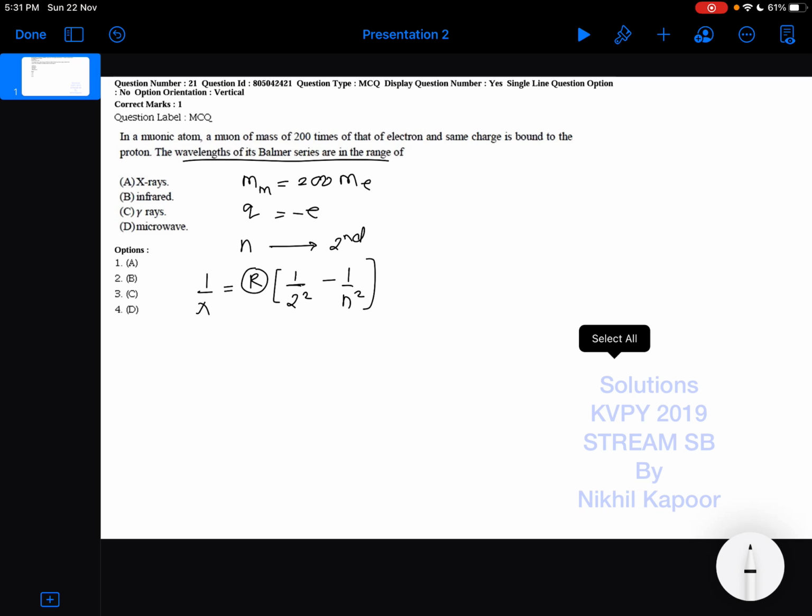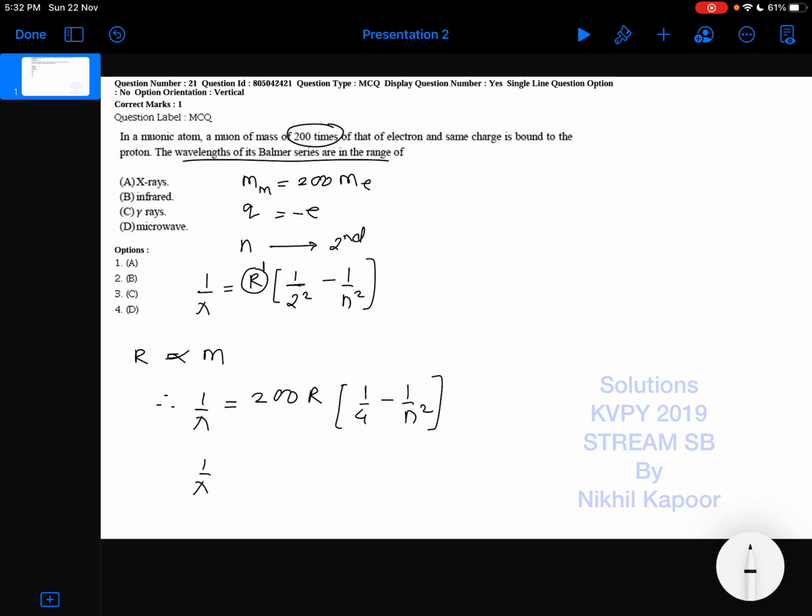But as we know very well, the Rydberg constant for a hydrogen atom having an electron is something else. Here I should take this as R dash, as the Rydberg constant is directly proportional to mass. So for this given atom it will be 200 times R, because the mass is 200 times, and the Rydberg constant depends on the mass of the moving particle. That's why 200 R in bracket 1 upon 4 minus 1 upon n square.